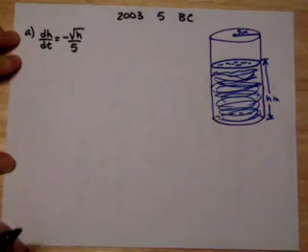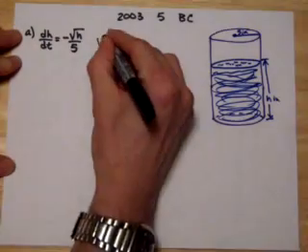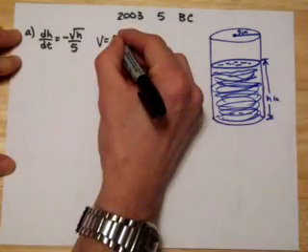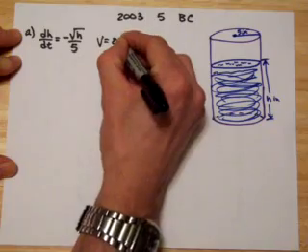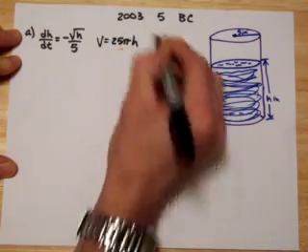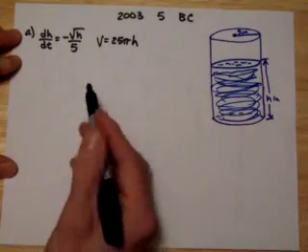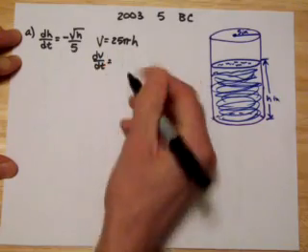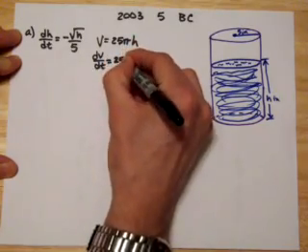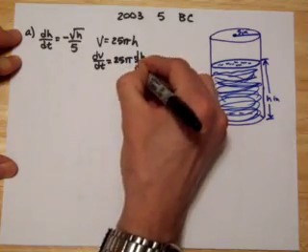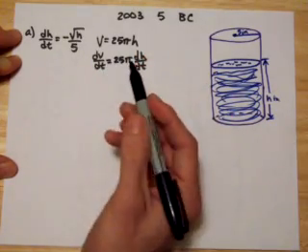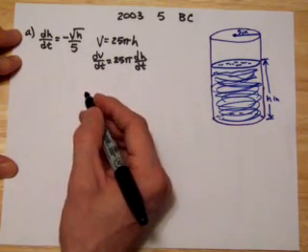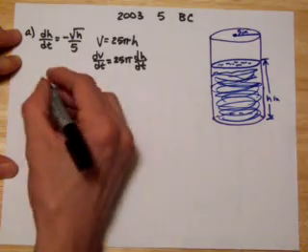And so what we're going to start with is the volume is equal to pi times the radius squared times the height. That's going to be 25 pi times h. So what we're going to do is take the derivative with respect to time. dV/dt is equal to 25 pi dh/dt. In the problem, they tell us that the rate that the volume is changing is negative 5 pi root h.